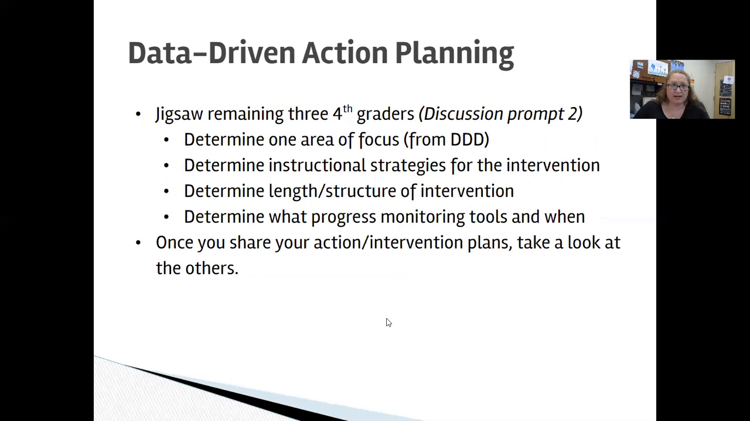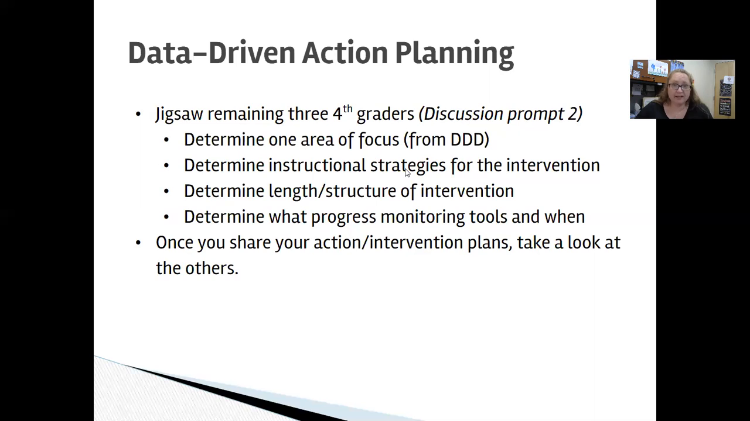What I want you to do now is jigsaw the remaining, there are 3 more 4th graders in that packet. You're going to go through that process, that data-driven dialogue process, determine one area of focus. After you go through, you make your prediction, you stop by highlight, you observe, and then you infer. And the note catchers that we used last week, I included that again in the materials for this week because you can use that again. So go through that process and then pick just one area to focus on for your one student.